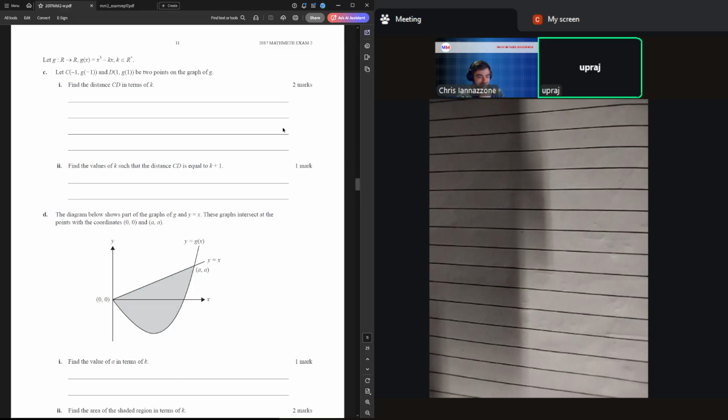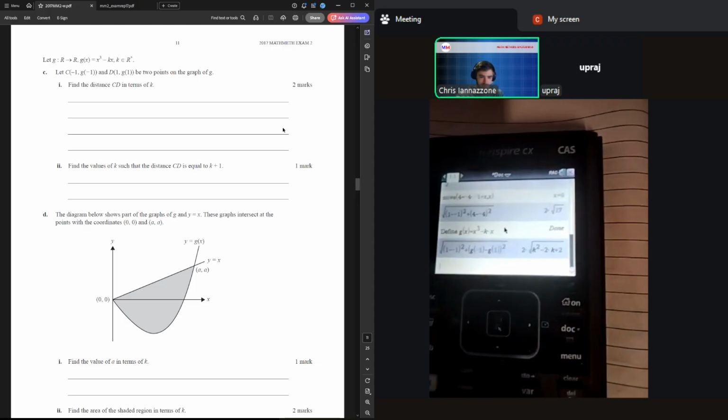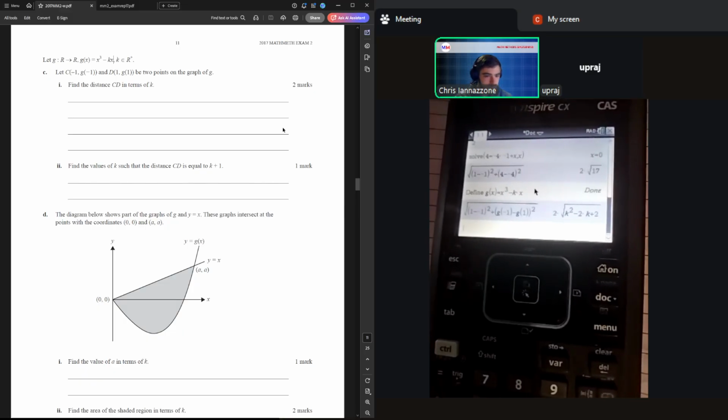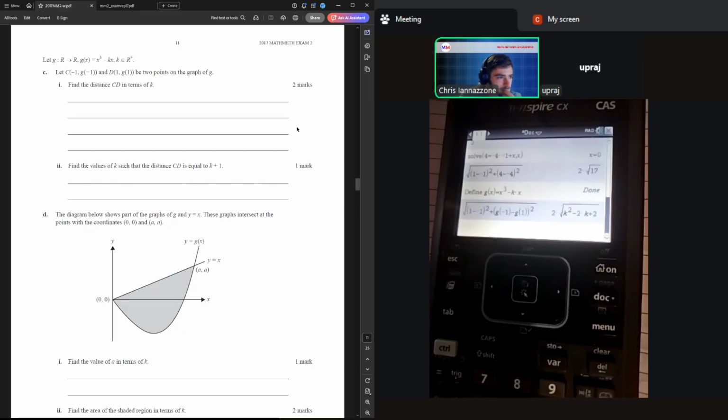Okay, so I got root k squared minus 2k plus 2. Yeah, same thing. Nothing really different there. Obviously, we just use the CAS to aid us in the simplification. Yeah, very chill. Nice.